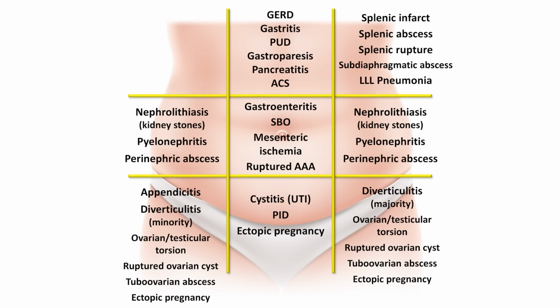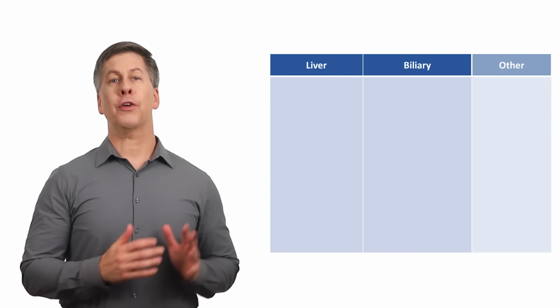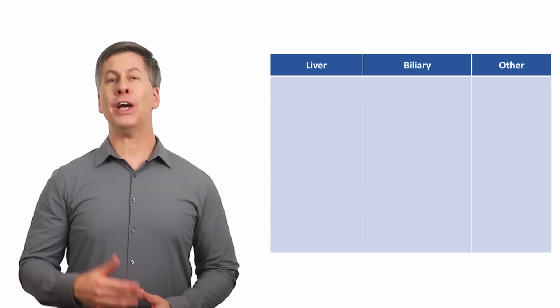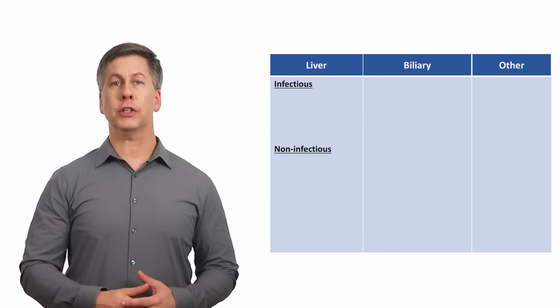Last is the right upper quadrant, which I think of as a more distinctive entity than the others, on account of particularly complex and numerous potential liver and biliary pathologies there. So let's take a look at that region a little more closely. We can divide etiologies of right upper quadrant pain into those from the liver, those from the biliary system, and other. Etiologies of hepatic pain can be divided into infectious and non-infectious.